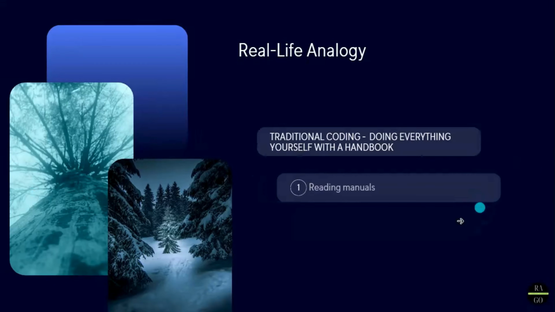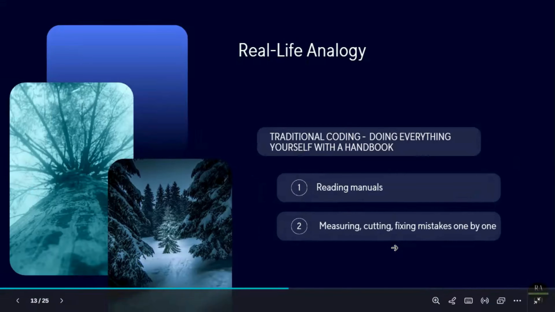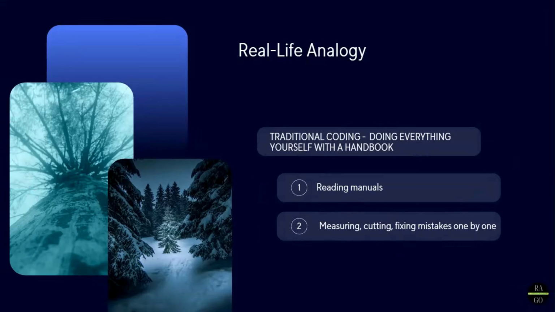In traditional coding, where you used to do everything yourself with a handbook, you read the manuals. And in this case, let's say you are building a house. So you yourself have to measure, cut, and fix mistakes one by one.